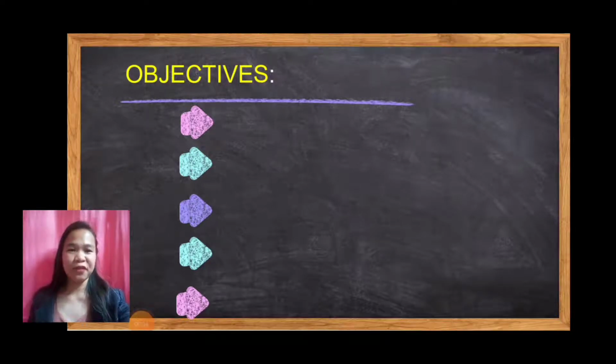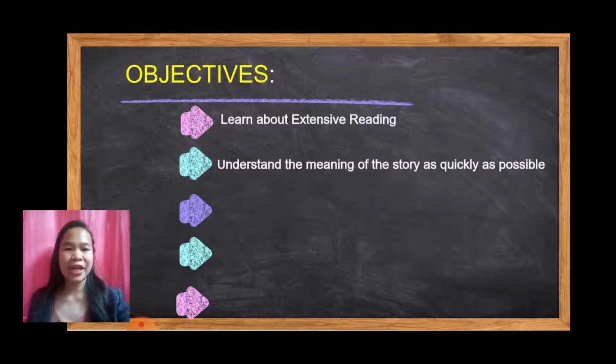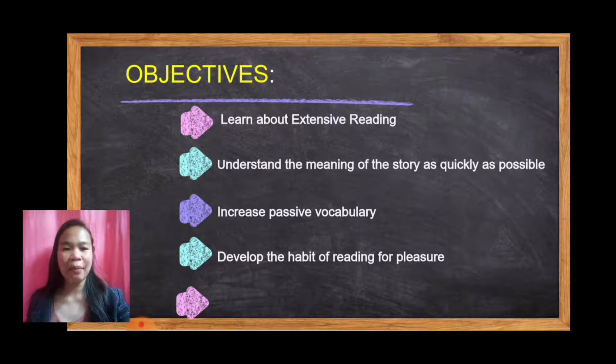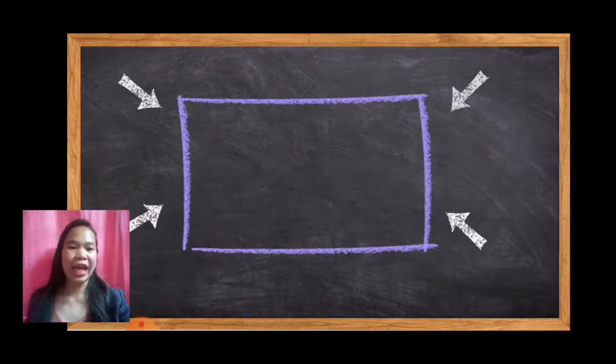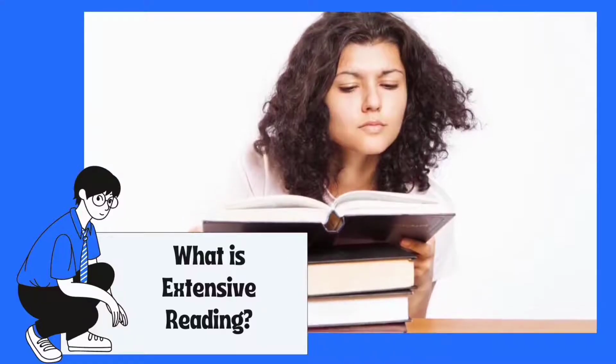The objectives of our lesson for today: at the end of the lesson, the students are expected to learn about extensive reading, understand the meaning of the story as quickly as possible, increase passive vocabulary, develop the habit of reading for pleasure, and concentrate upon subject matter. Our lesson for today is extensive reading. So what is extensive reading?